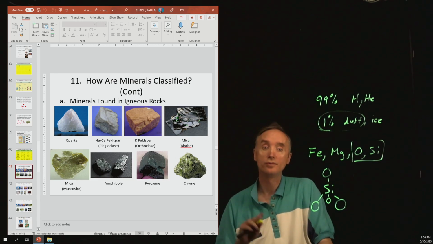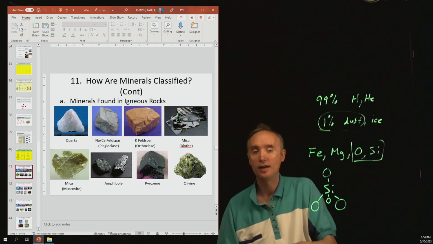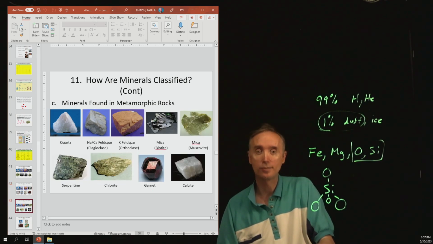All right, so this part here, don't worry about it yet, okay? Because in a future lesson, we're going to talk about igneous rocks, and we're going to talk about the minerals that are in them. Similarly, we will talk about sedimentary rocks and the minerals that are located in them. And we're going to talk about metamorphic rocks and the minerals found in metamorphic rocks. So at this point, you would not need to know that these minerals are found in those kinds of rocks.